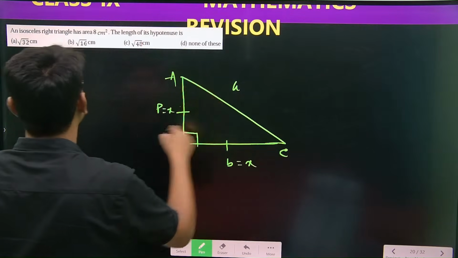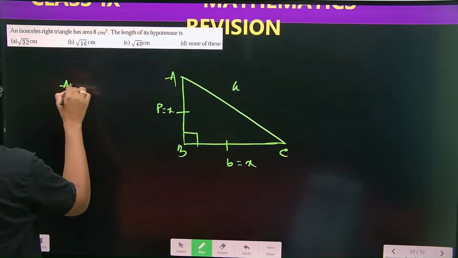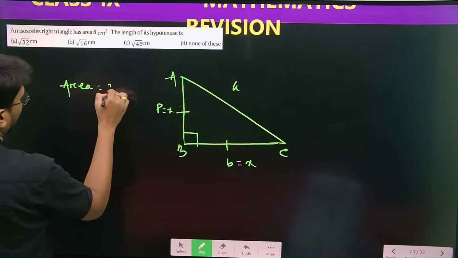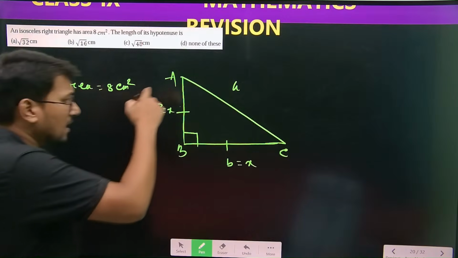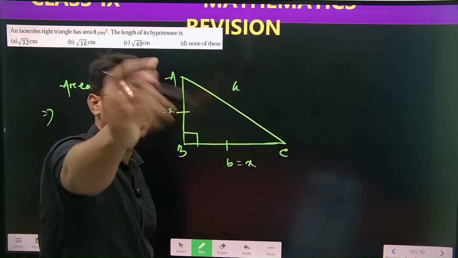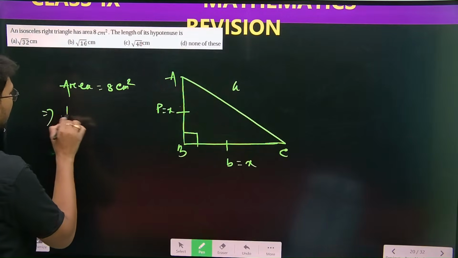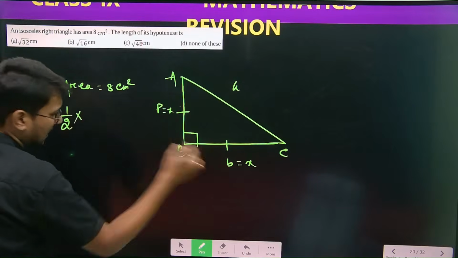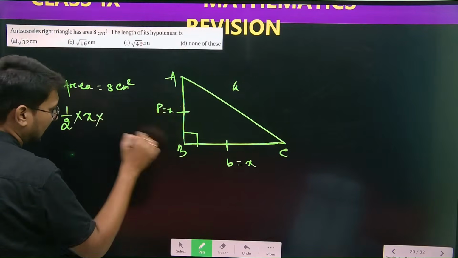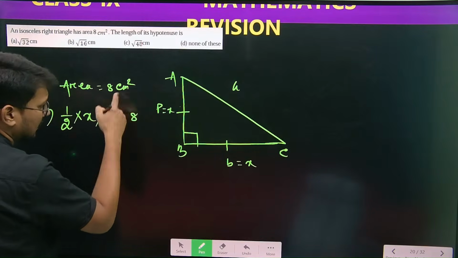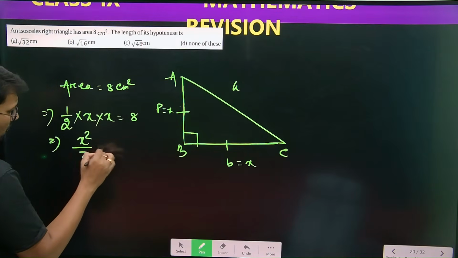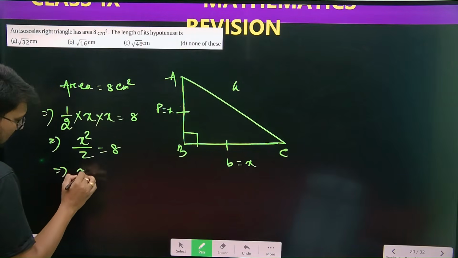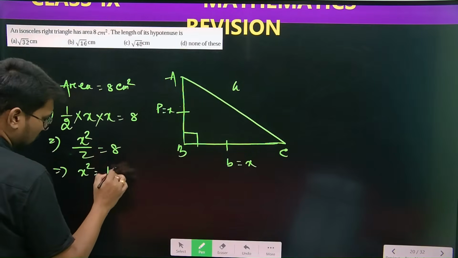Clear? The area given how much? 8 centimeter square. It means area of a right triangle, we can use half into base into height. Half into base is x. Height is x. That is 8. So therefore, x square by 2 equals to 8. This implies x square equals to 8 into 2, 16.